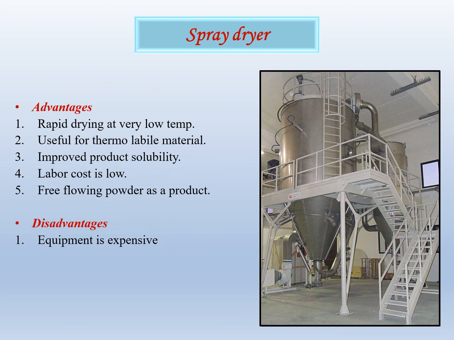We will see advantages of the spray drying method. It is a rapid drying method at a very low temperature. Useful for thermolabile material. It improves product solubility. Labor cost is low in case of spray dryer. It gives free flowing powder as a product. And disadvantage: equipment is very expensive.